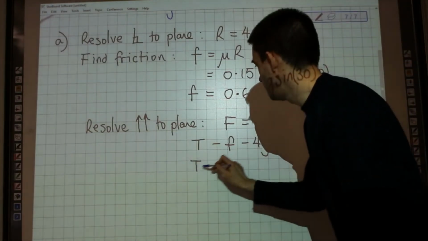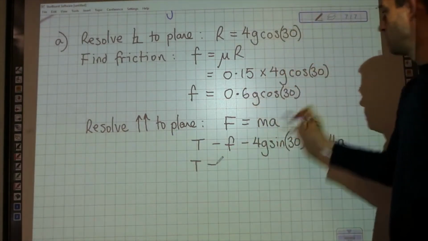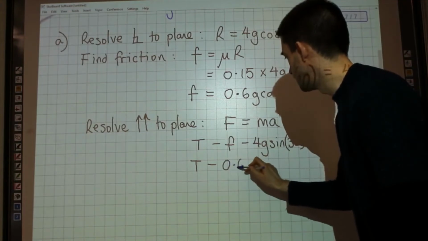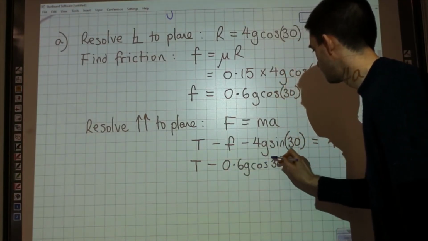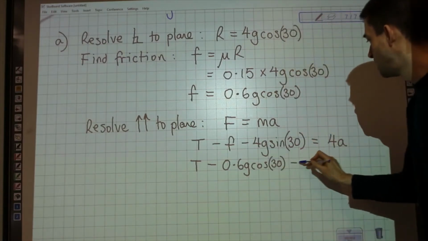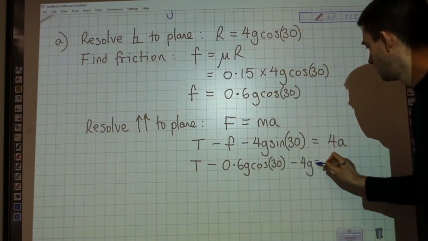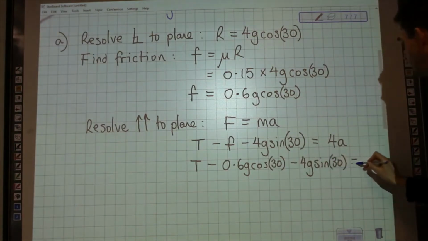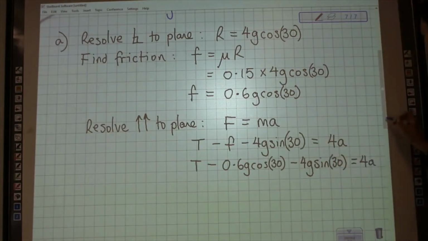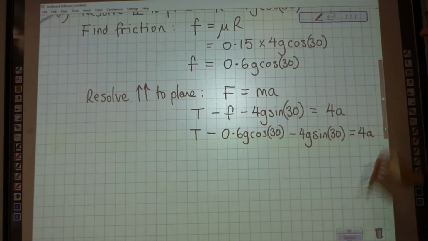So, T minus friction, we know, is that, it's 0.6g cos 30, minus 4g sine 30, equals 4a.